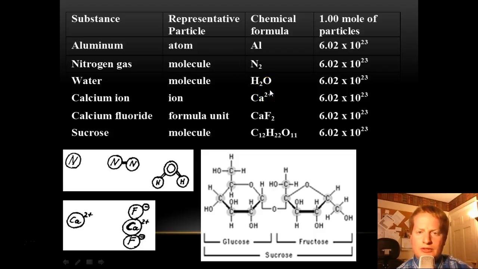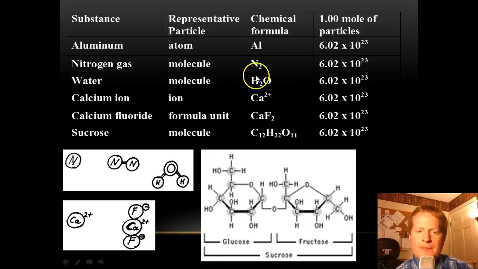Water is a molecule, right? Water is H2O. That's its representative particle. If you break those pieces up, it's no longer water. And then we also use things like ions, which are charged particles, and formula units, which is just an ionic compound, right? So when we say we have a mole of any of these things, we have 6.02 times 10 to the 23rd of that.